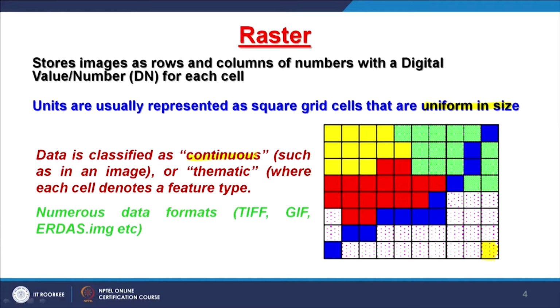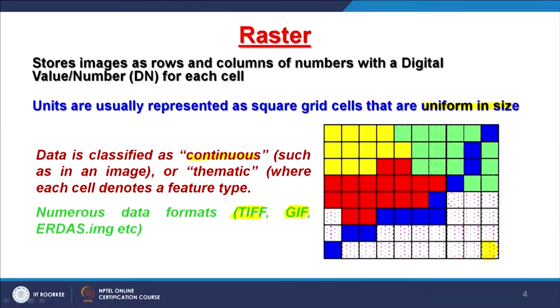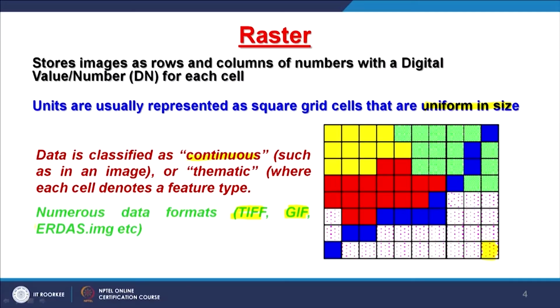Various formats are known to us, like the Tagged Image File Format, in short TIF or TIFF file, and the GIF file, which is the Graphics Interchange Format, in short GIF. Then there are some software-specific formats; ERDAS is a digital image processing software, and it has its own format, called .img or Imagine format.